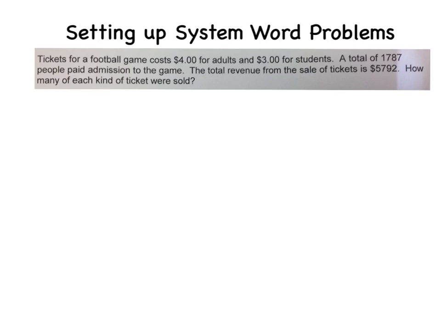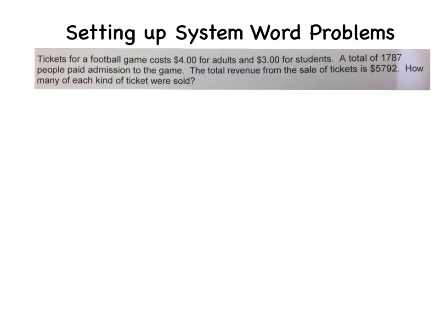Tickets for a football game cost $4 for adults and $3 for students. A total of 1,787 people paid admission to the game. The total revenue from the sale of tickets is $5,792. How many of each kind of ticket were sold?